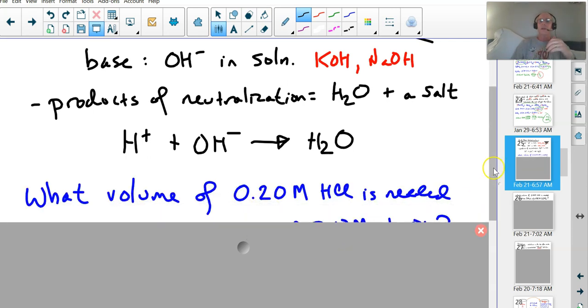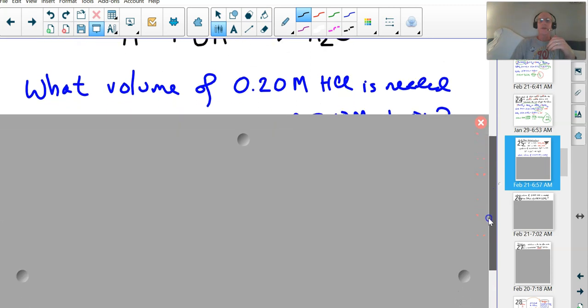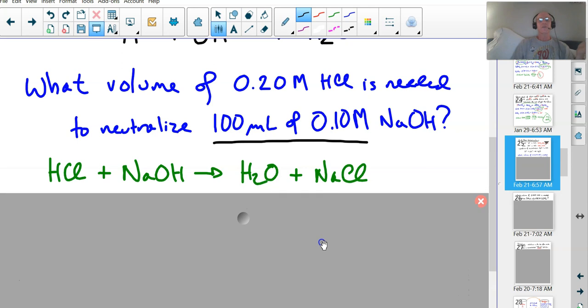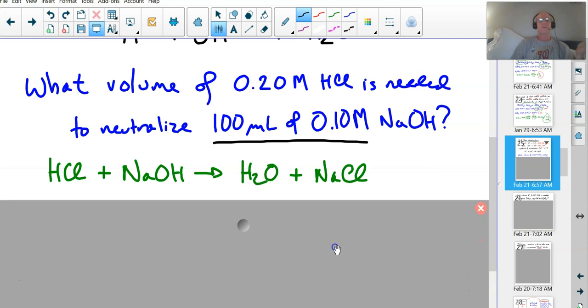So a couple of quick problems, and they're solved exactly the way that solution stoichiometry problems are solved. So let's do this one as an example. First, what volume of 0.2 molar hydrochloric acid is needed to neutralize 100 mL of 0.1 molar NaOH?